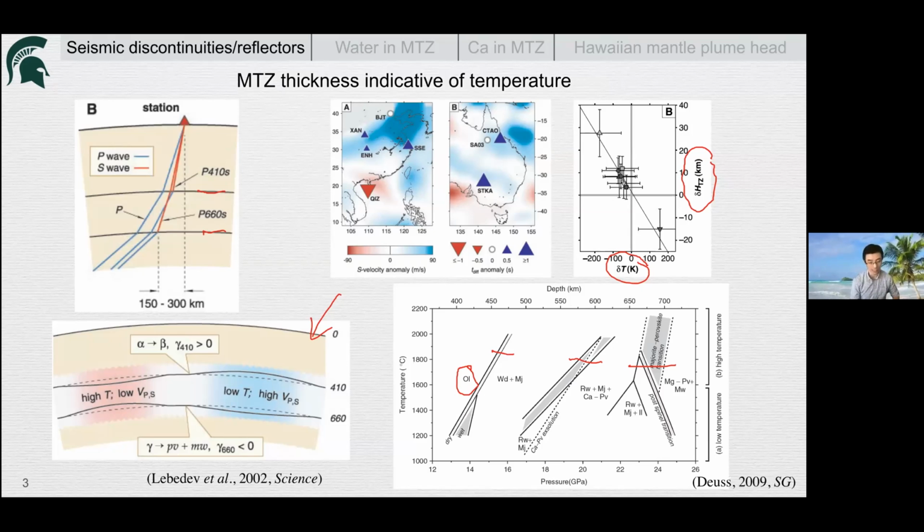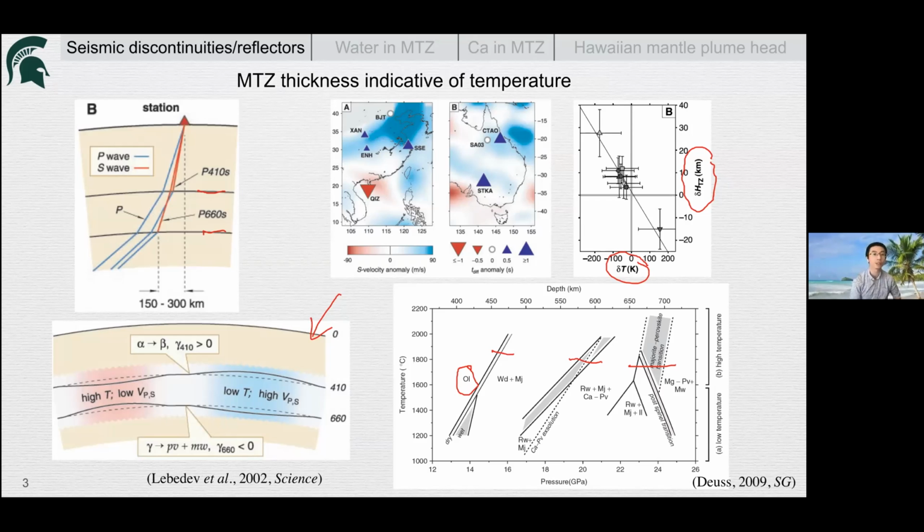But we know that olivine is not the only mineral in the mantle. Another important mineral is garnet, and garnet transitions will cause a series of other seismic reflectors or discontinuities that I will talk about later. So things get more complicated than this simple cartoon model.